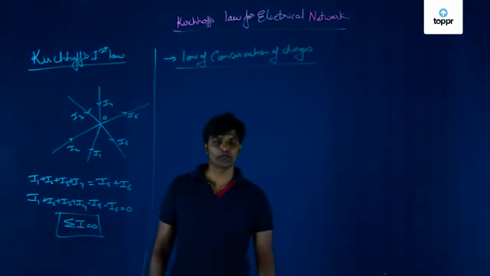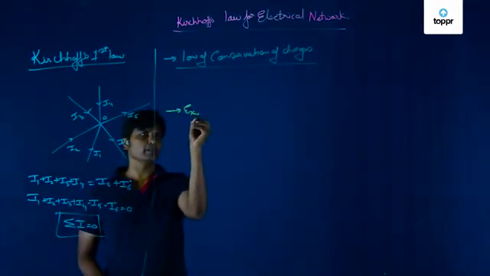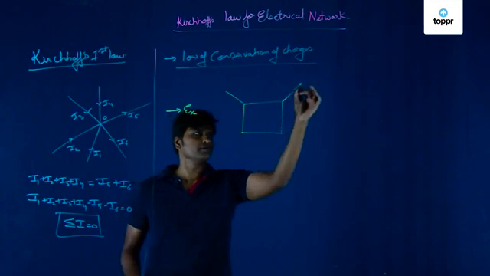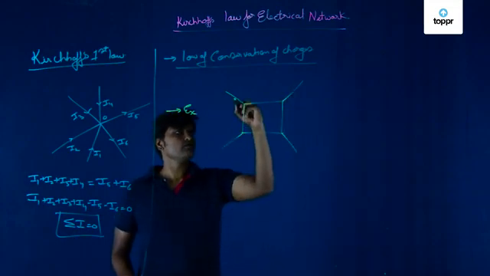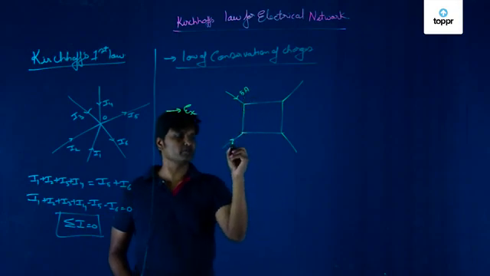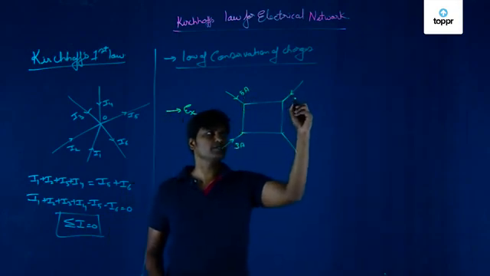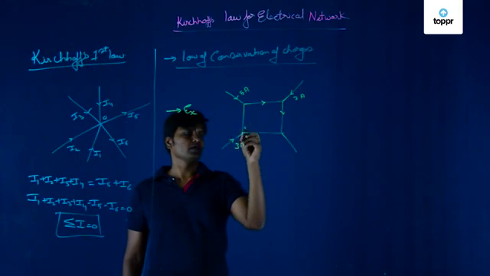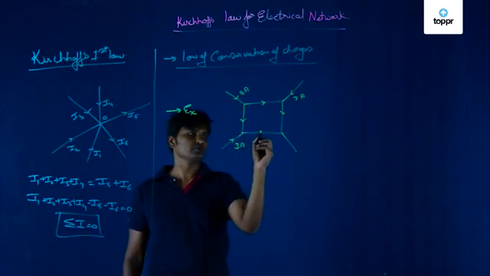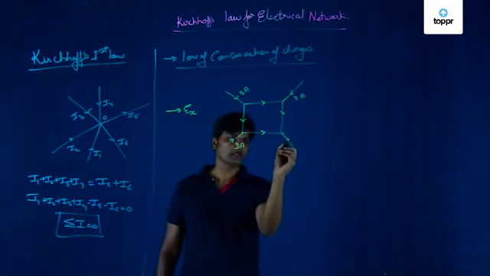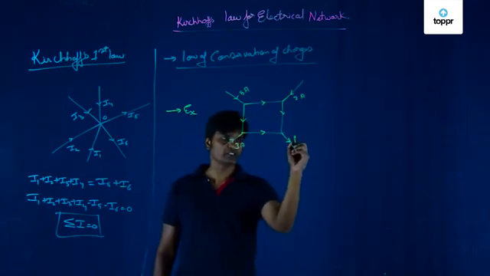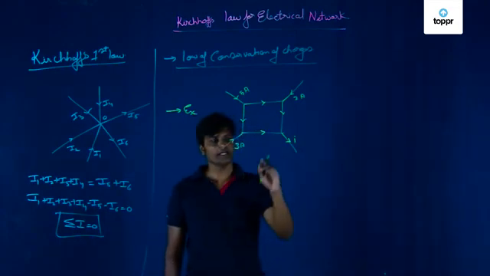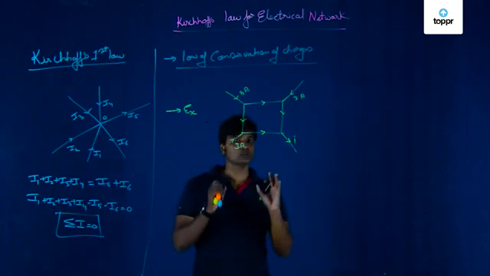Let us take an example of Kirchhoff's first law. I am taking a complicated circuit. 5 ampere of current is coming from this branch, 3 ampere of current is coming from this branch, 2 ampere from this branch. This is how the current moves, and the current finally moving through this branch is I. Now the question is, find I.